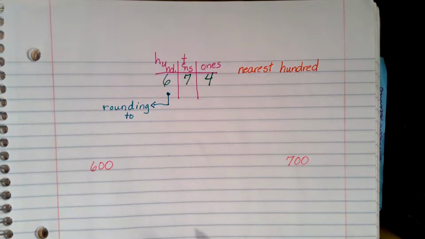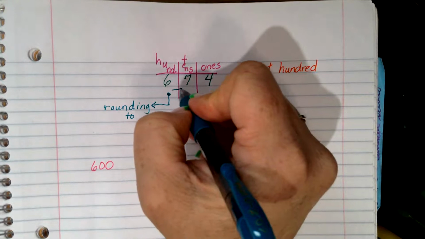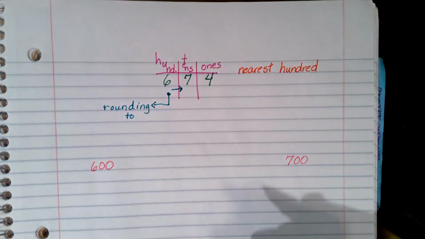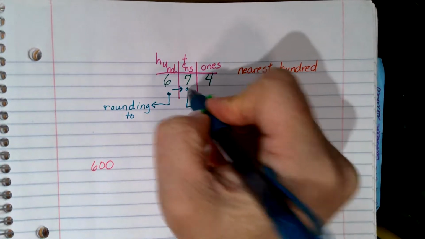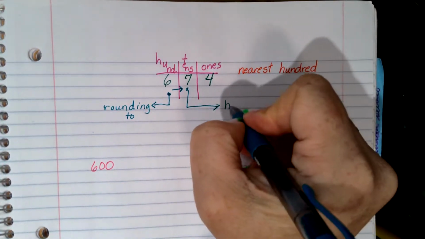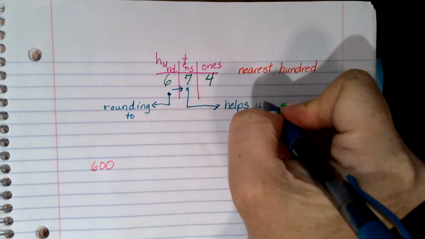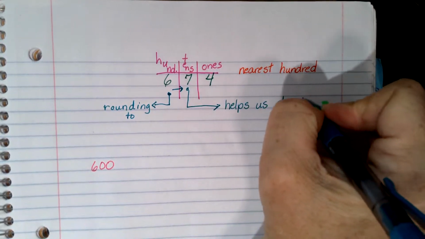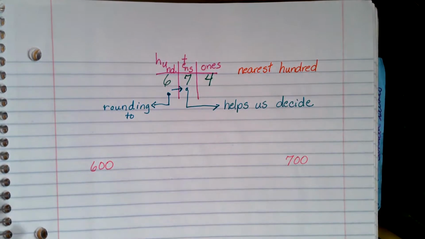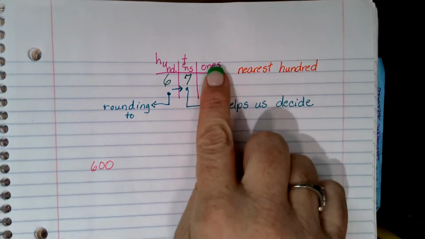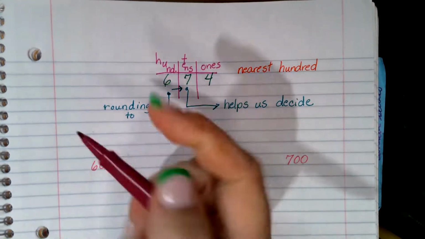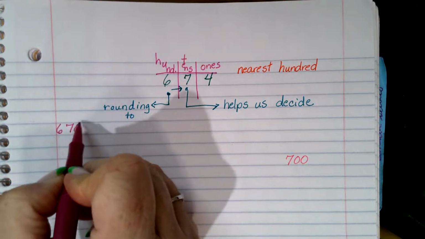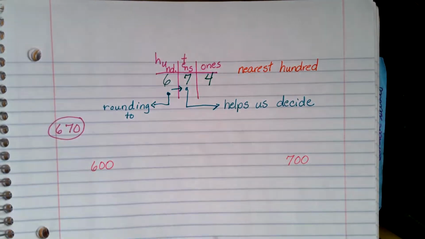Next, I have to look at what am I using to make my decision? Well, we're going to use the place value to the right, which for us today is tens. The place value to the right of hundreds is tens. This is our decision-making place value. Helps us decide. We don't even have to look at this 4 anymore. So we know really truly what we're going to do is round 670 to the nearest 10. Sorry, to the nearest 100.